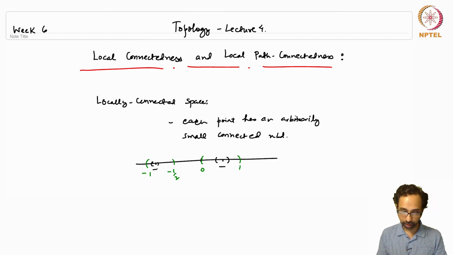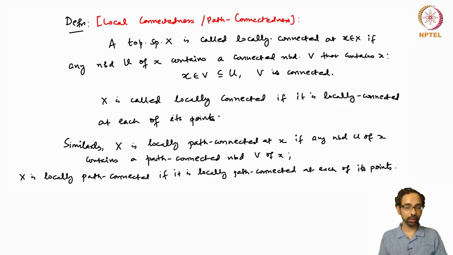So what is meant by arbitrarily small? It means that given any such neighborhood, there exists a further neighborhood which is connected. So given any neighborhood of a point, there exists a further neighborhood which is connected. And so this is the meaning of arbitrarily small connected neighborhood. So how do you define it precisely? Let me give the definition. So here's the definition of local connectedness.